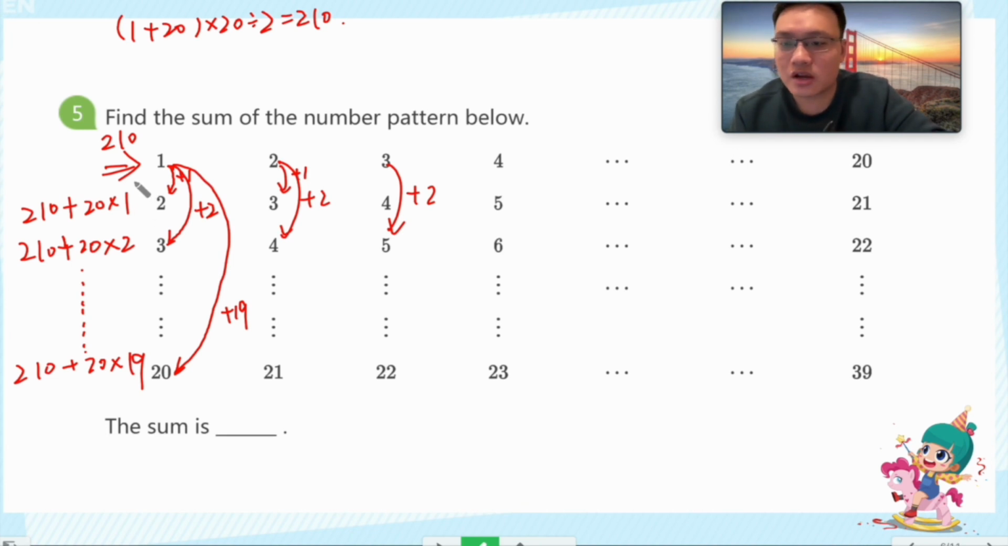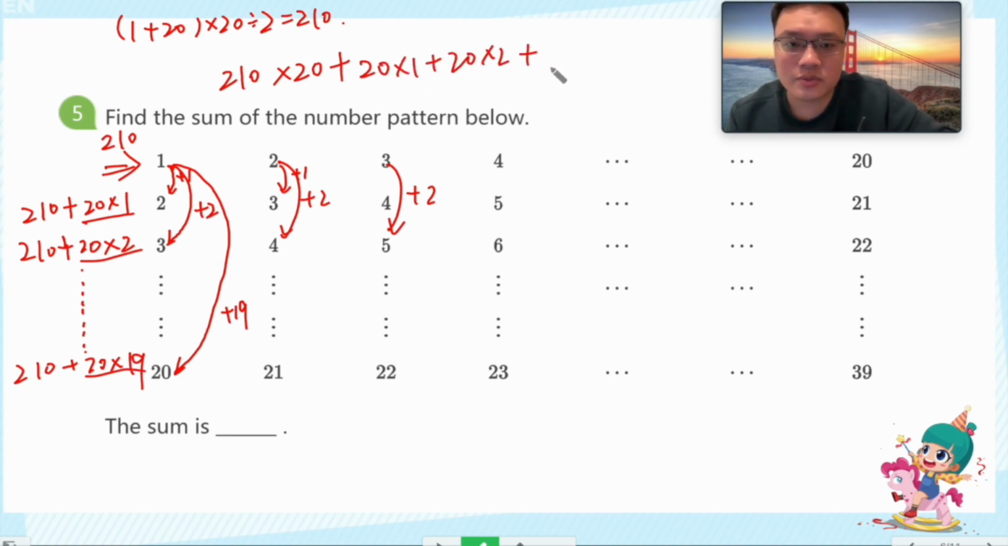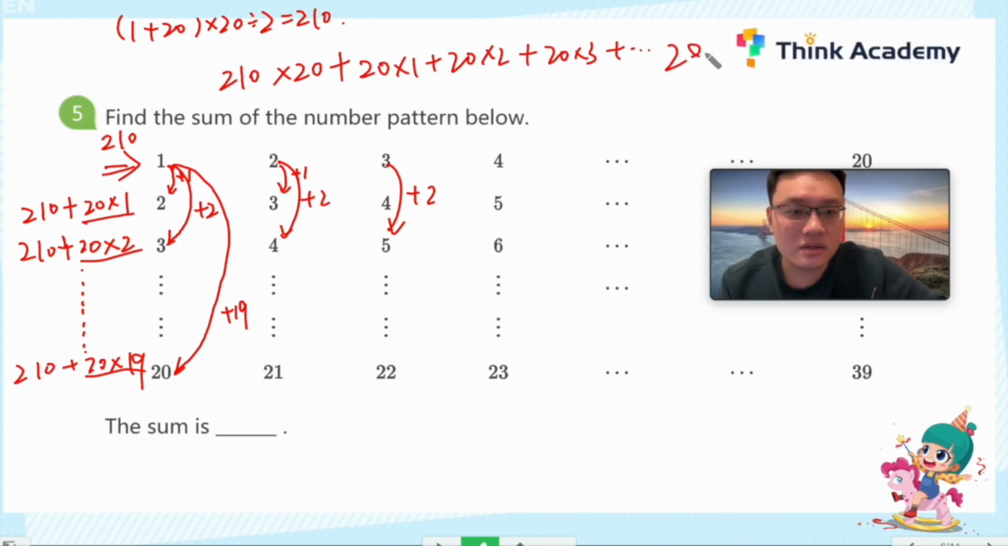So for the total sum, you have how many 210s? You have 20 of that, because you have 20 rows. And you have to add this extra part: 20 times 1 plus 20 times 2 plus 20 times 3 all the way to 20 times 19. As for the first part, the first term, you can get that directly, which is 4,200.